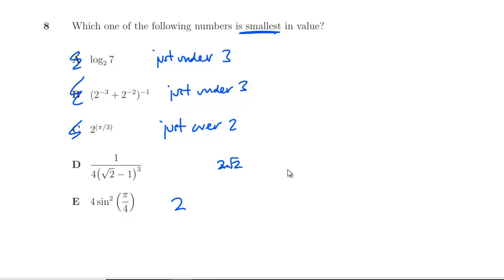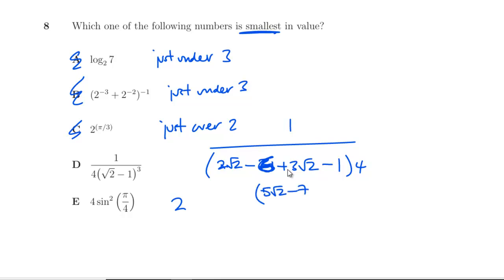That's a bit annoying, isn't it? Okay, let's write this out. So 2 root 2 minus 3, well, minus 6 actually, wouldn't it? Because I'm going to have a 3 root 2 root 2. And then I'll have a plus 3 root 2 and then a minus 1. And then I need to multiply all of that by 4 and then do 1 over of it. So I've got 5 root 2 minus 7 times 4. Okay, 5 root 2 minus 7.